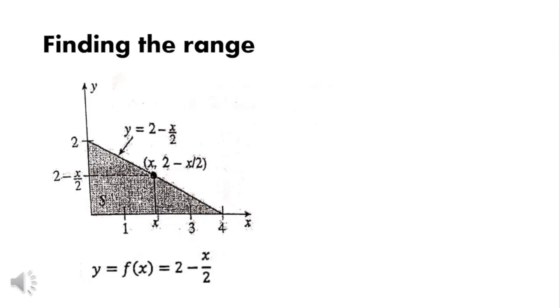To find the range, we draw this region on the xy coordinate. Then we get this triangle which represents the region. From the picture, we know that the x range is from 0 to 4 and the y range is from 0 to 2 minus half of x.